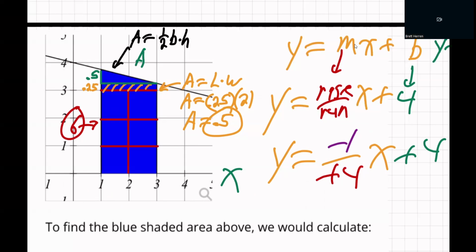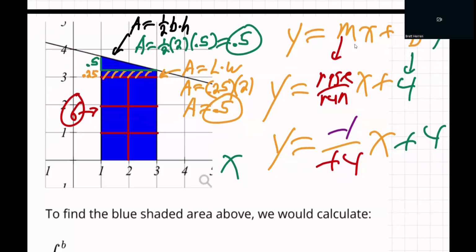So the area is going to be a half, the base is 2, the height is 0.5. How do I know that's 0.5? Well, this is 0.25 and this has got to be 0.75 up. It's gone up a half. How do you know? Because again, the slope is down 1/4. From right here, I go down 1/4, and this is up 1/4, so there must be a half in between them. You multiply that out and you get 0.5. So the area of that little triangle is 0.5.